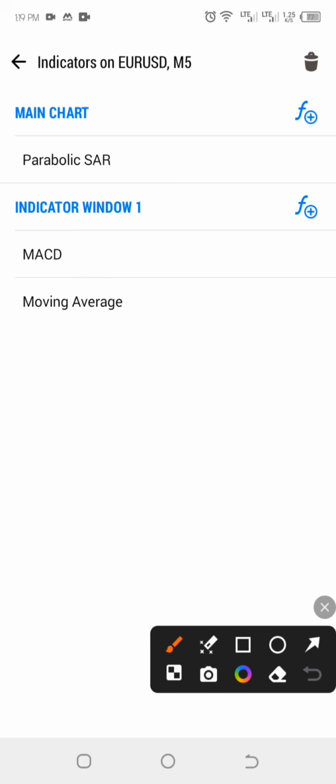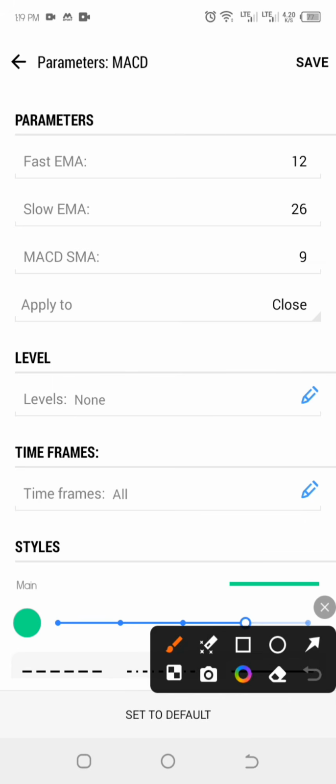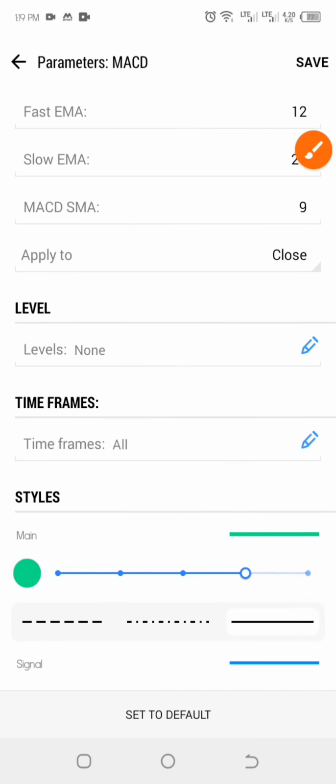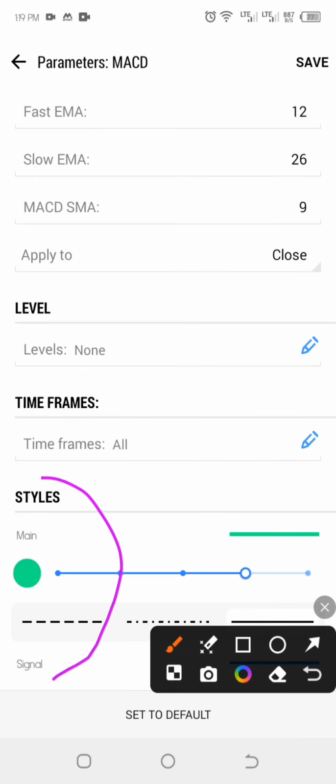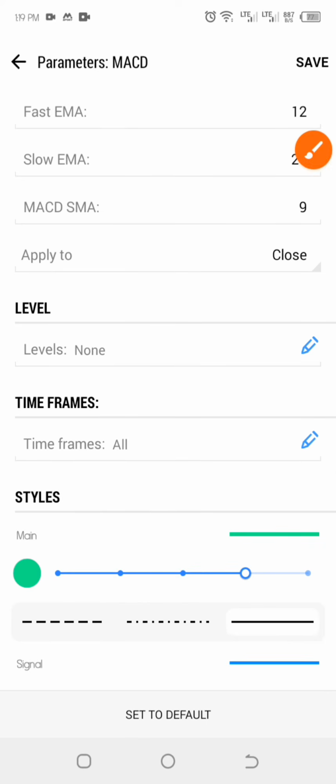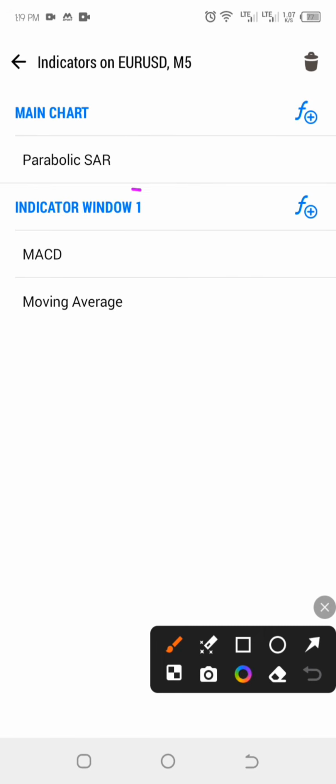Now to the next indicator, which is the MACD. So how do we add this? You click on this F icon again. You search for our MACD and click on it. Now for the MACD, you just have to set it as default. What you need to change is the color, the main and the signal color. Then use any color of your choice and click on save, and you're going to have your MACD listed on your indicator window 1. Now for the last indicator, which is the moving average.